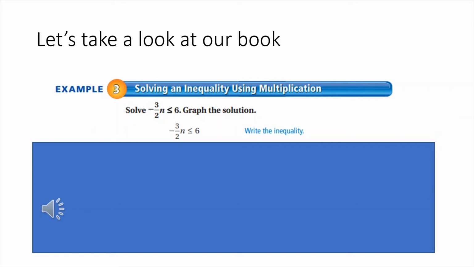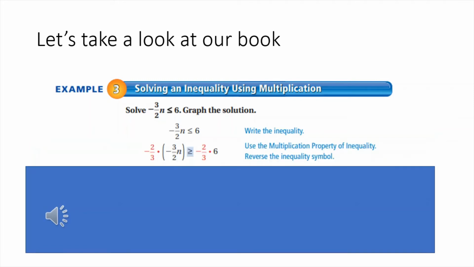But what do you think your next mathematical step would be? What do you think you do first? If you said begin isolating the n, trying to get the n by itself by getting rid of the negative 3 over 2, you are correct. So how do we get rid of a negative 3 over 2 that's being multiplied by an n? Well, we do what we've been doing the last few lessons, and that's the inverse operation.